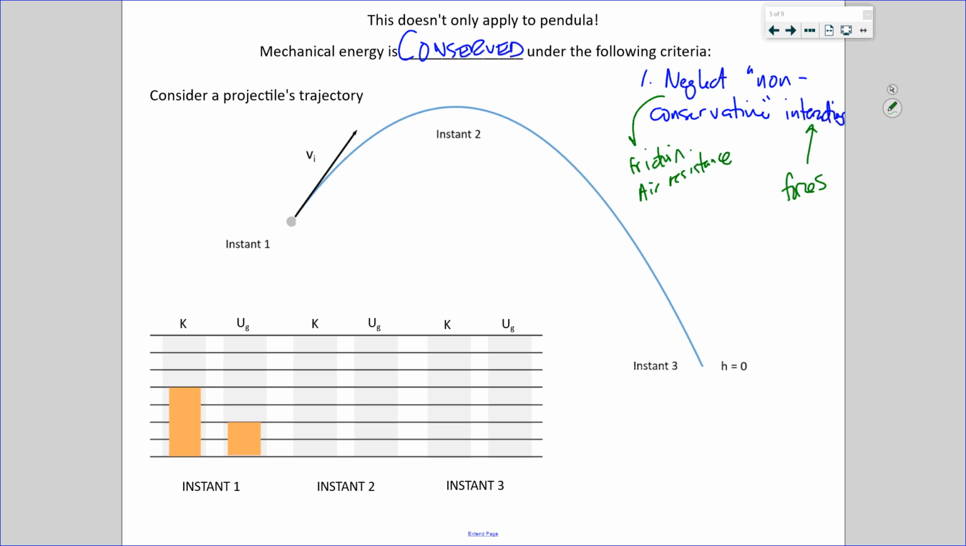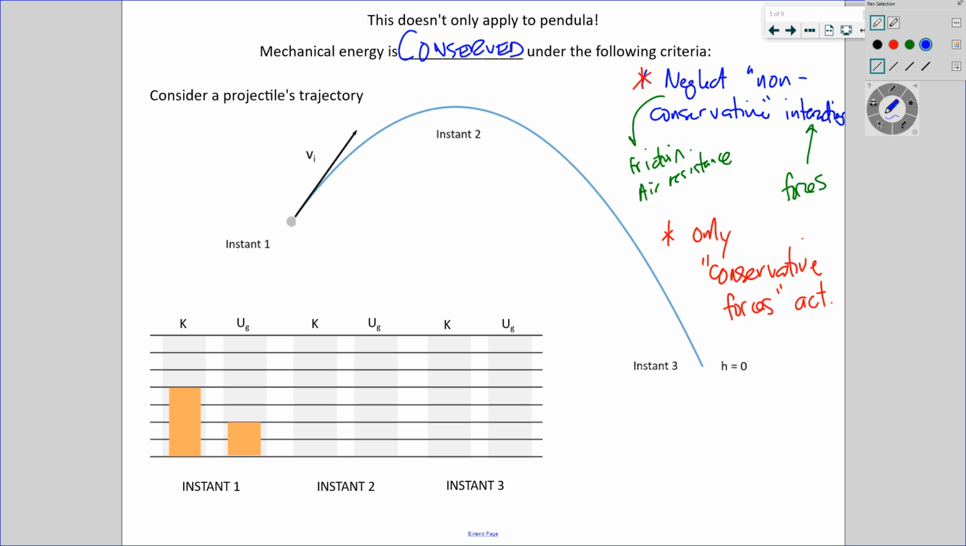And so the big deal, this is sort of the same thing as saying, I'll make this a star, only conservative forces act. And conservative forces, well, one of them is gravity. Gravity is a conservative force.